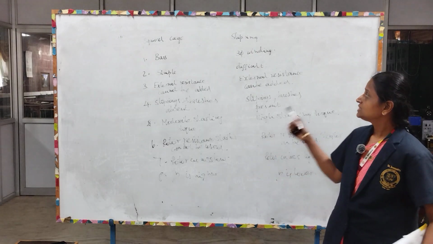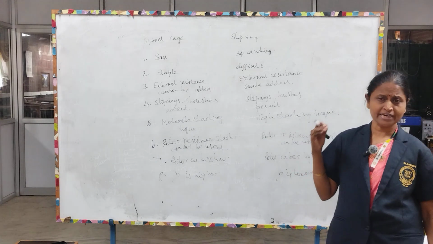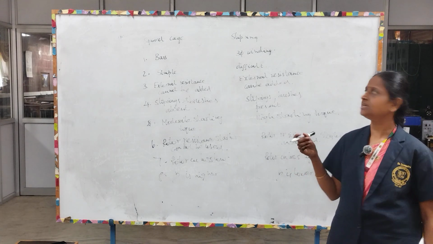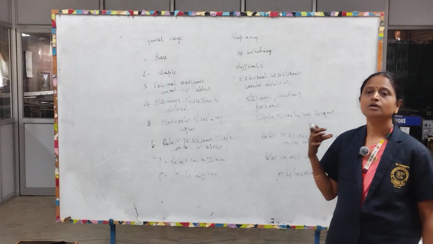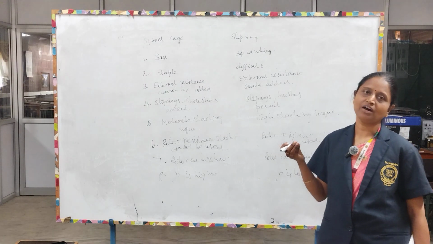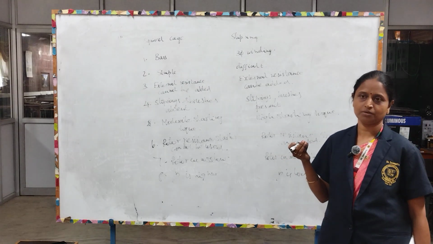So the squirrel cage is used for moderate starting torque applications, whereas slip ring is used for electric traction applications where we are in need of high starting torque.